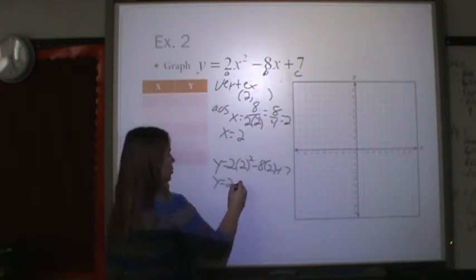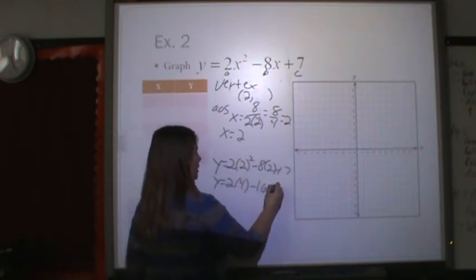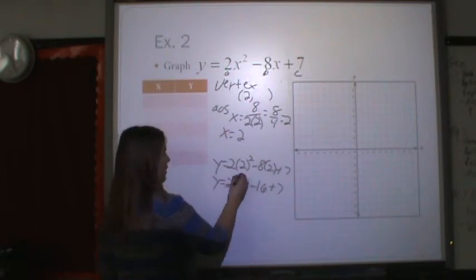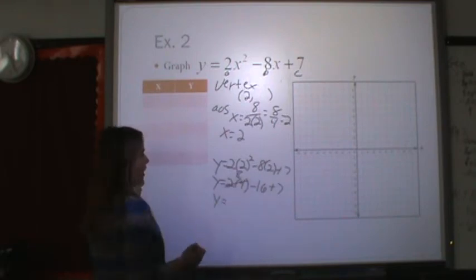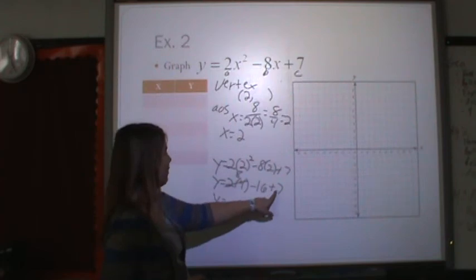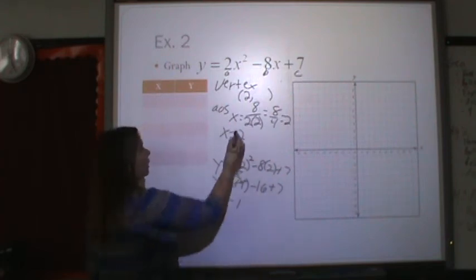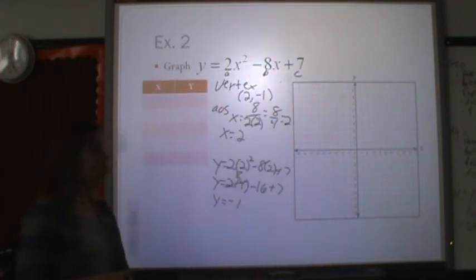Square the 2, so that's 2 times 4 minus 16 plus 7. 2 times 4 is 8. So y equals 8 minus 16, which is negative 8, plus 7 would be negative 1. So your vertex happens at (2, negative 1).